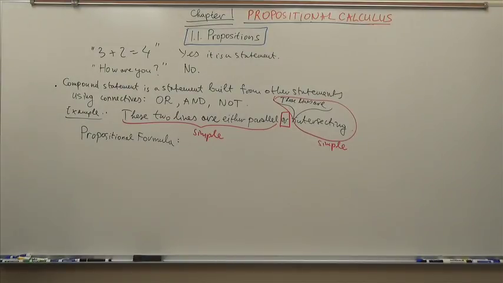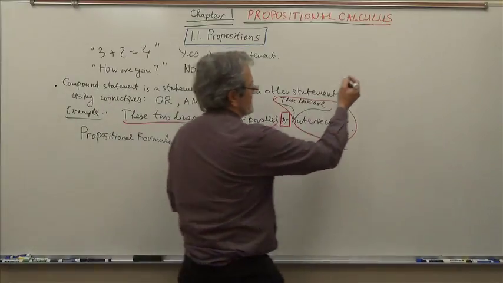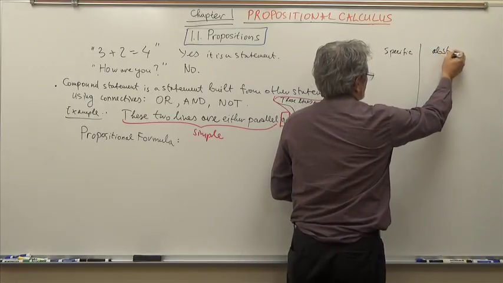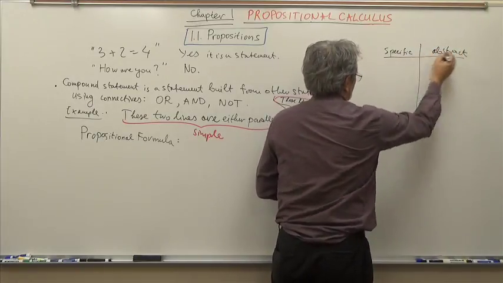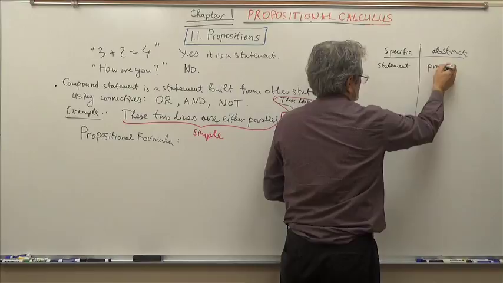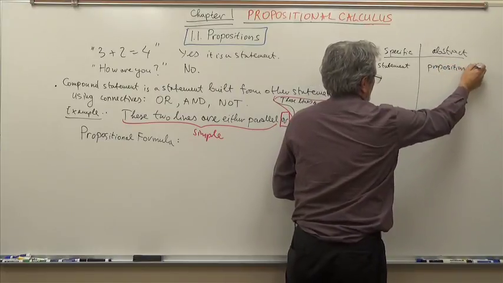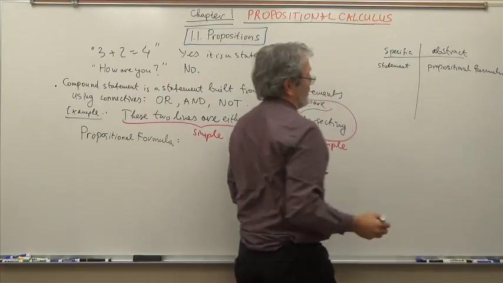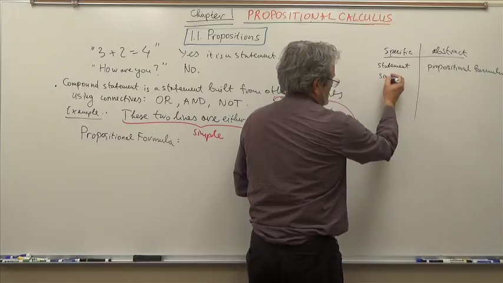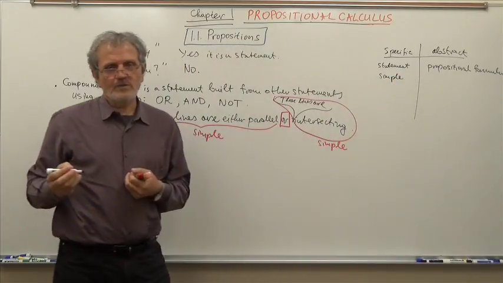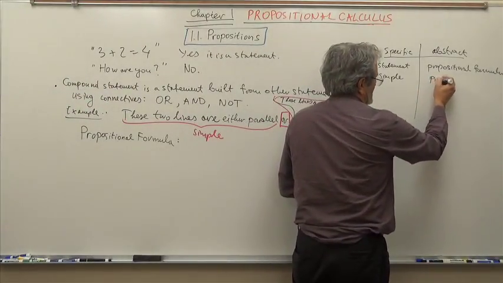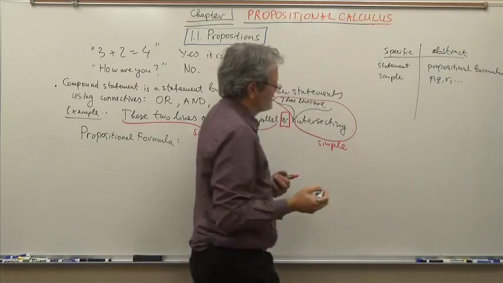So on the one side we have specific objects, and on the other, abstract. On the specific side we have a statement. On the abstract side we have a propositional formula. And that's the topic of our section, of the whole chapter actually. If it's a simple specific statement, usually we assign to it a propositional letter, most often P, Q, R, that part of the alphabet, and so on.